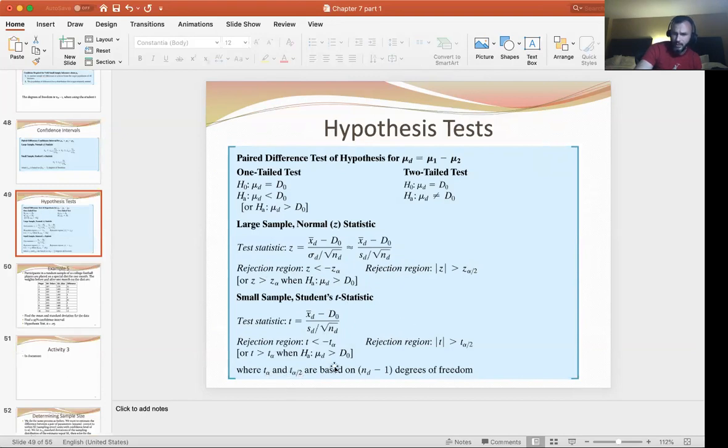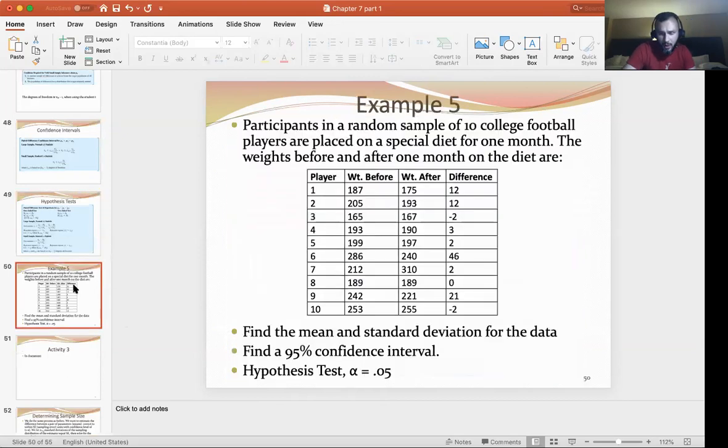And again, we're basing all the t stuff on n minus 1 degrees of freedom, okay? And so the next thing on the PowerPoint here is example 5, and that's where we're going to pick up next time because it's 8 o'clock. And so I will stop here.